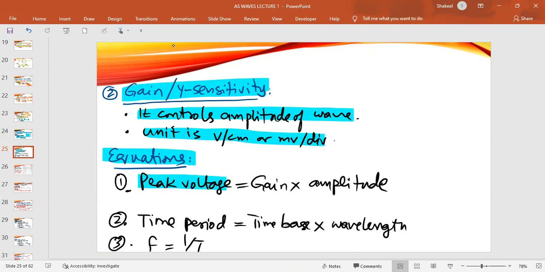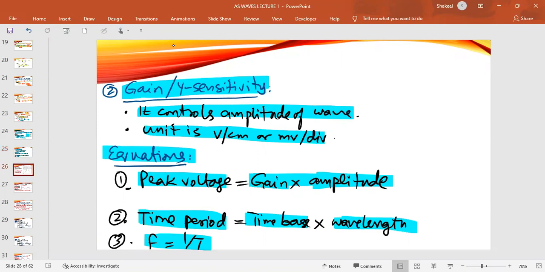There are three equations that we are going to use. The one is peak voltage. It is equivalent to gain into amplitude of the wave. Gain is actually the Y sensitivity value, which will be given in the question, and amplitude you have to measure, like the amplitude of the waveform. The next thing is time period. Time period is equal to time base into wavelength. Again, time base is X sensitivity, and wavelength is like number of divisions in one complete wave. And frequency is 1 over time period.